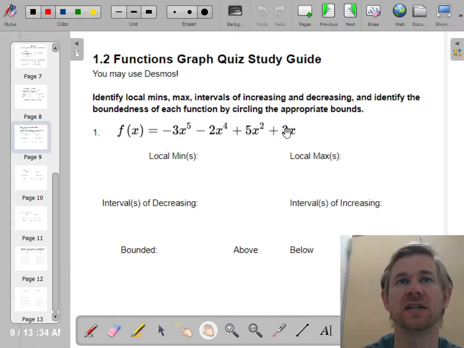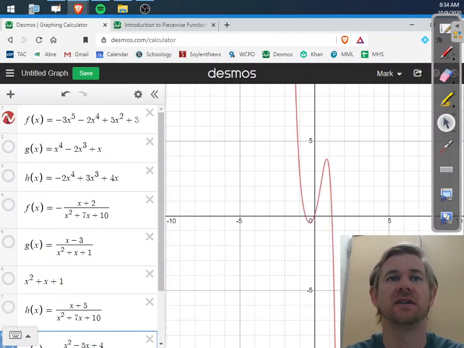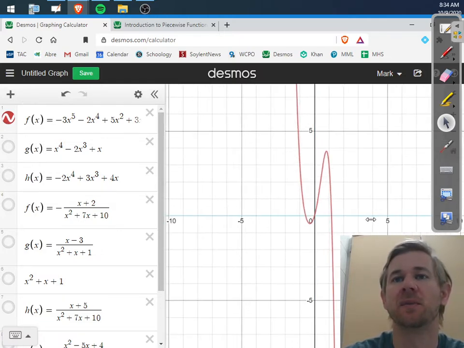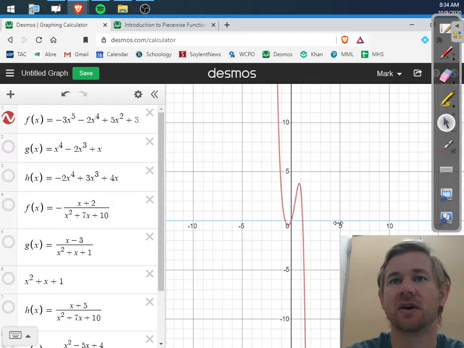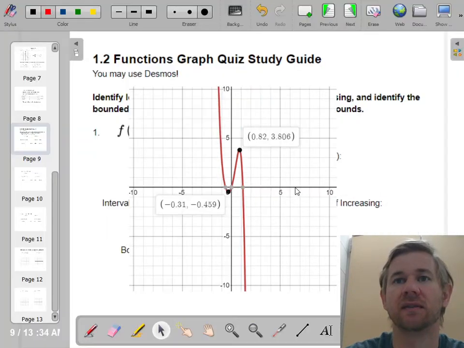So we've got our function here. We're going to use Desmos to graph it. So let's see, I think I got this already typed in. There you go. Negative 3x to the fifth minus 2x to the fourth. Yeah, that looks right. Okay. So here's my polynomial. And just to make this easier to talk about, I'm going to click these points and screenshot this so I don't have to keep flipping between them.